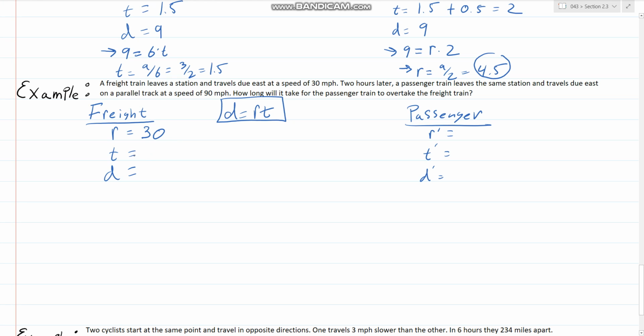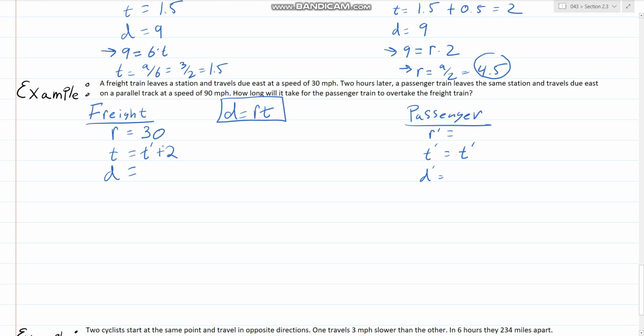I know that this freight train has been traveling 2 hours before the passenger train has even started. So because of that, I'm going to write t prime plus 2, and then t prime will just equal itself. You can switch these around and go t minus 2 if that's how you like it, but this will work.